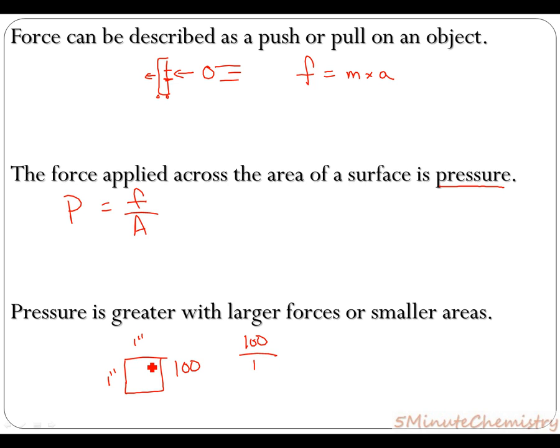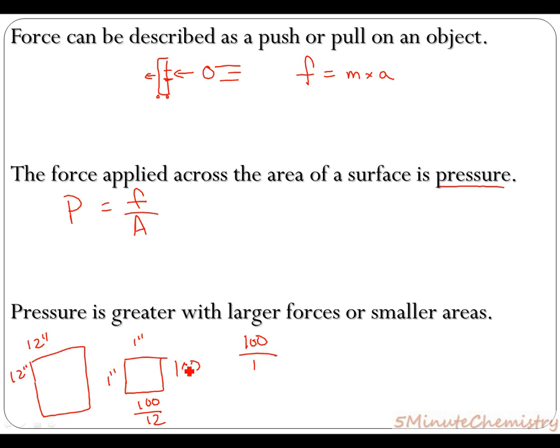Now, if instead of a 1 inch area, I did this across a large area, let's say 12 inches by 12 inches square, so a much, much larger area, then I would take my 100 force units again, but instead of dividing by 1, I would divide by 12. So, same force, but a larger area results in less pressure. Or same force with a smaller area results in a greater pressure.